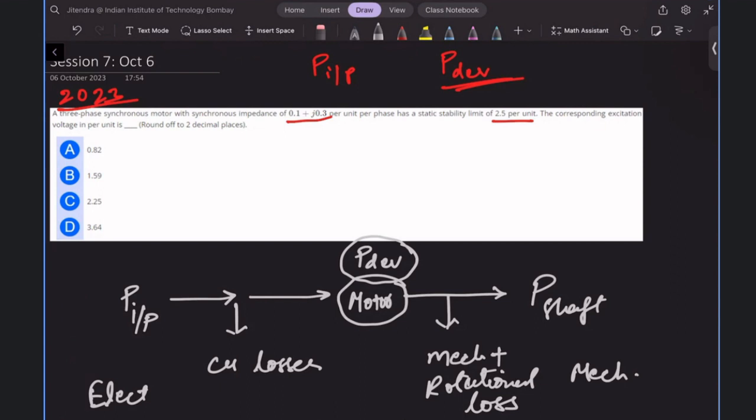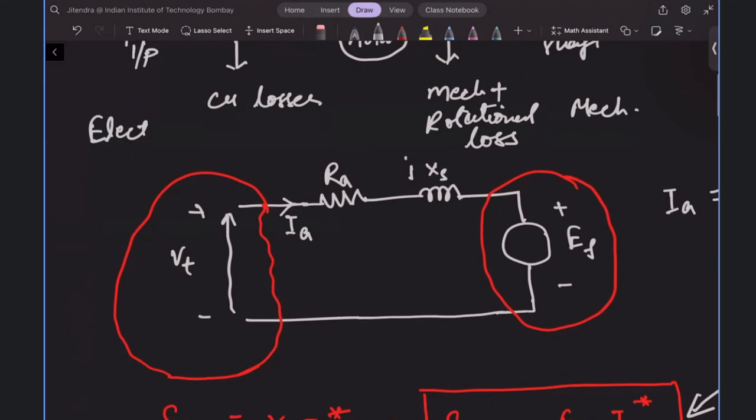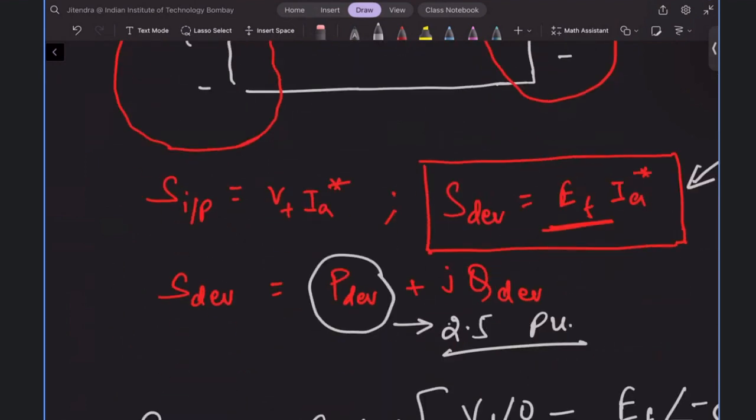Otherwise, if you try to forcefully remember it, most certainly you will forget in the exam because it is very confusing: motor, generator, reactive, real, developed, input, output. There are many expressions. So what I suggested is to go through the basic concept of the apparent power at the developed end and at the input end, because the output end will have developed minus mechanical losses. Similarly, in a generator you will have developed as well as output, and input you have to calculate from the mechanical and rotational losses.